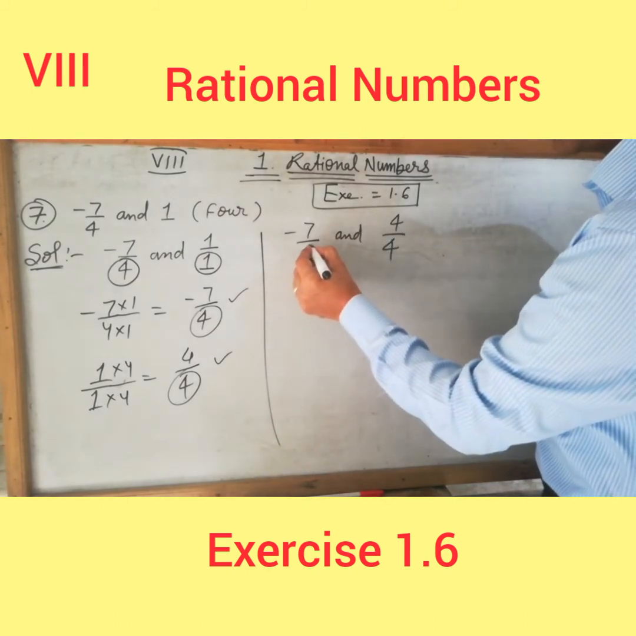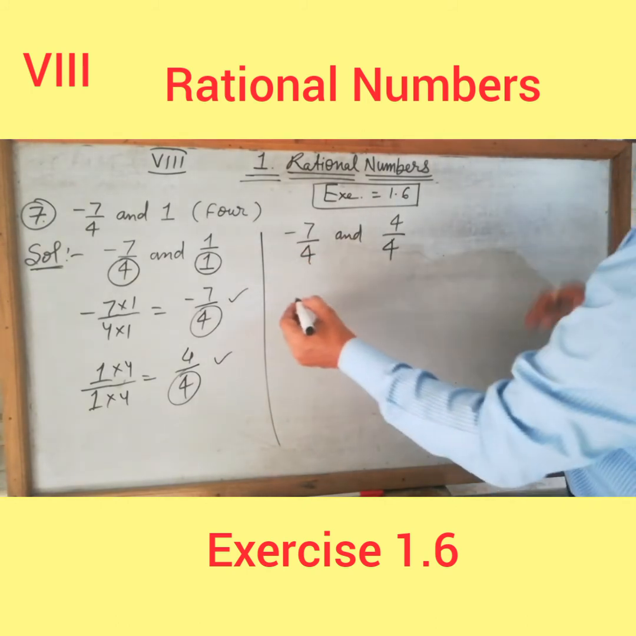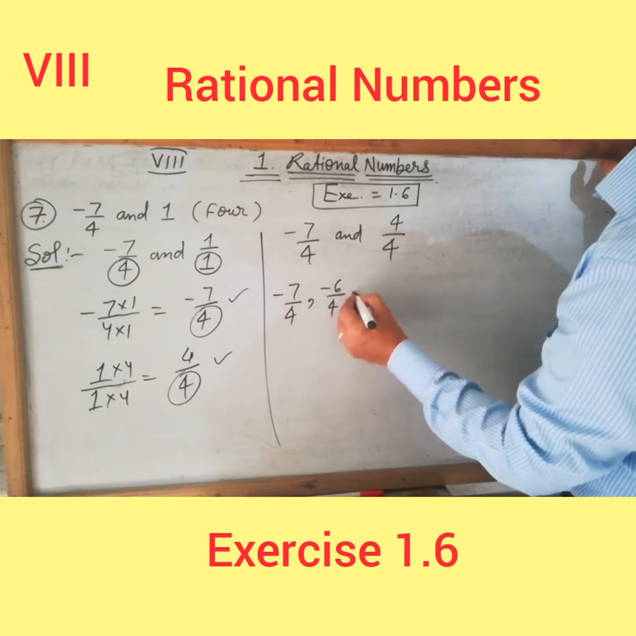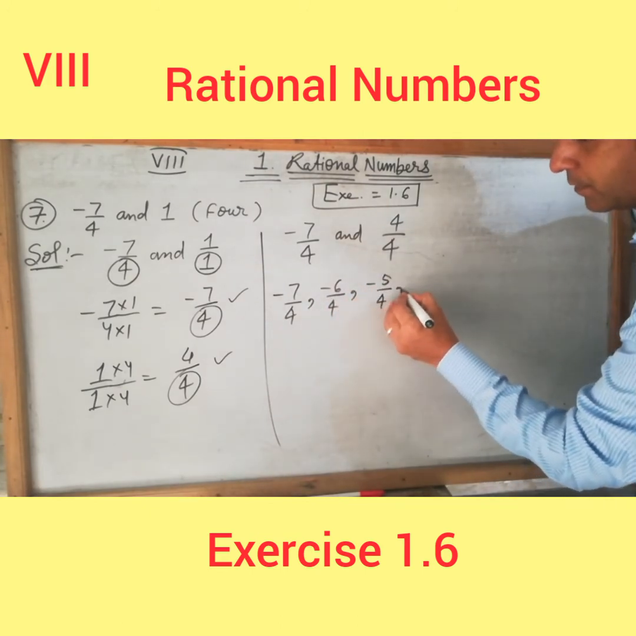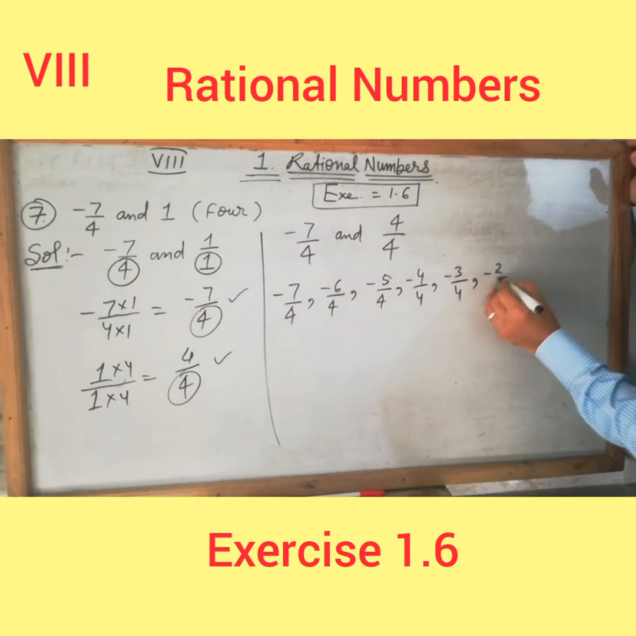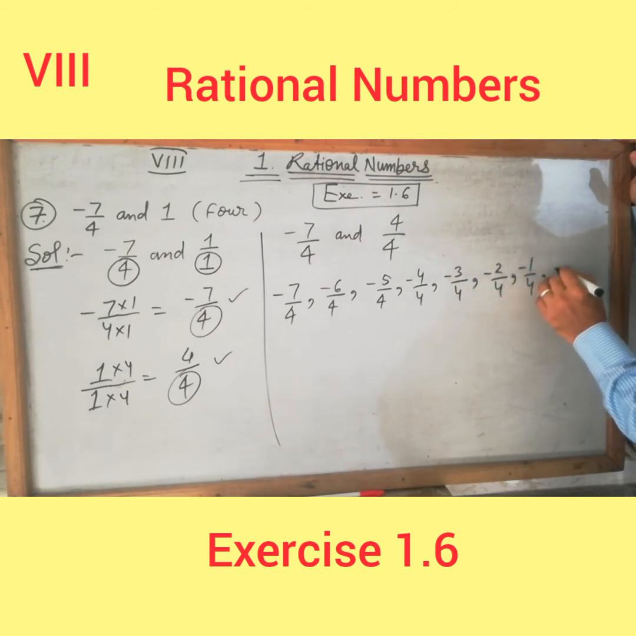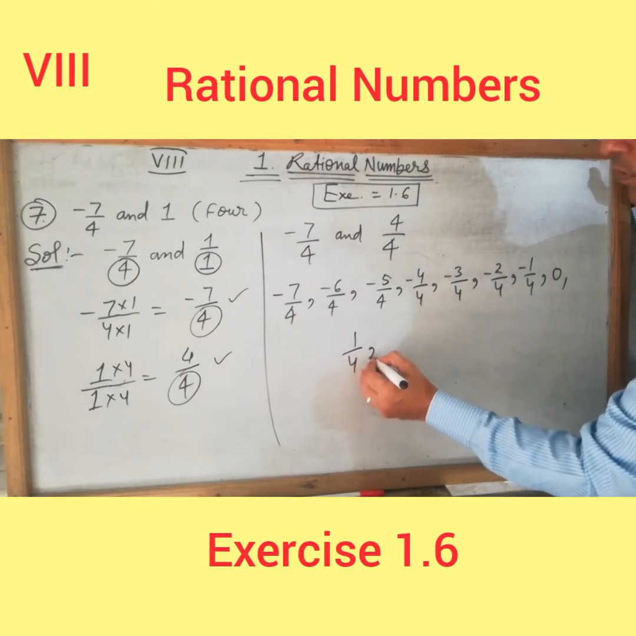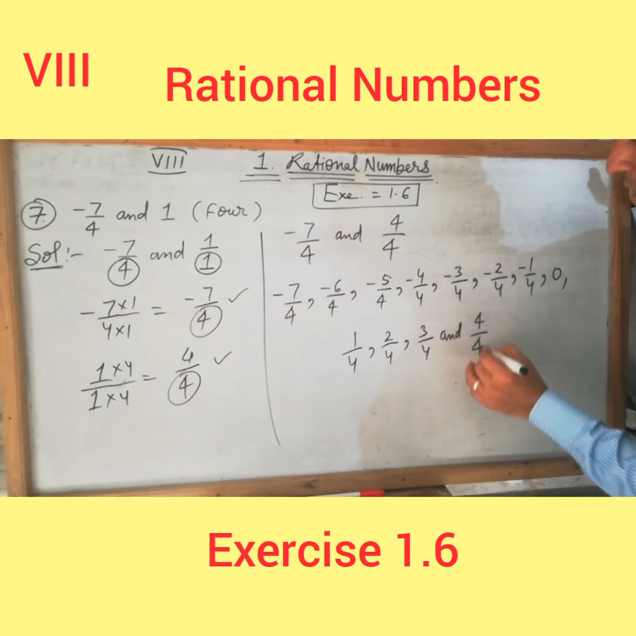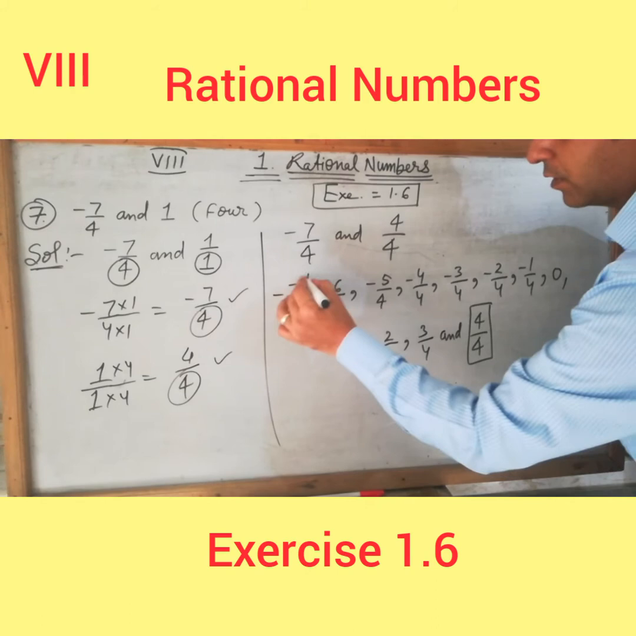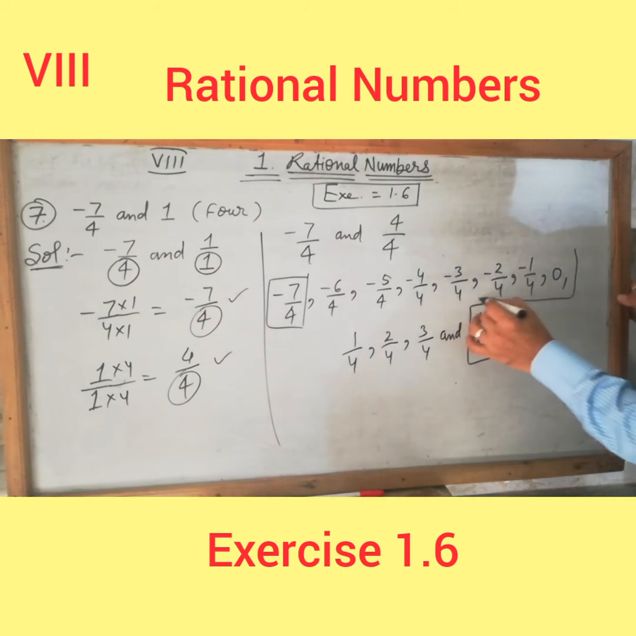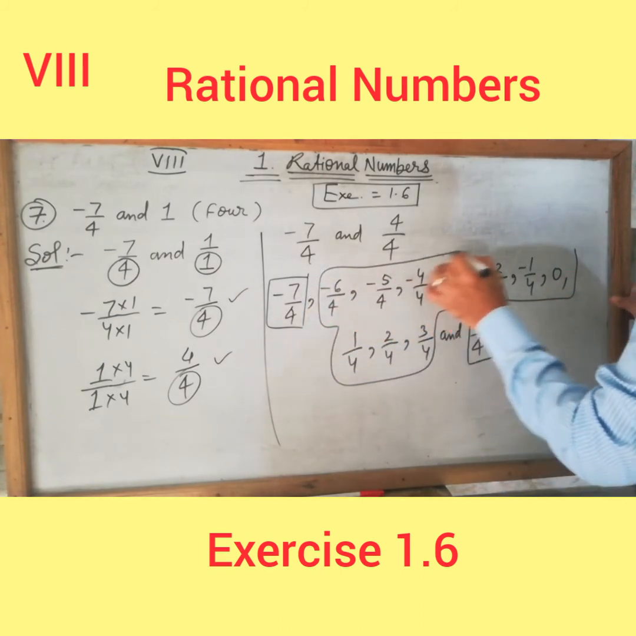Okay. Your denominator now becomes the same. Now what will you do? Minus 7 upon 4, is it your number? The other numbers are minus 6 upon 4, minus 5 by 4, minus 4 by 4, minus 3 by 4, minus 2 by 4, minus 1 by 4, 0, 1 upon 4, 2 upon 4, 3 upon 4 and 4 upon 4. These and these are your given 2 rational numbers. Okay, so you got this much as your rational numbers.